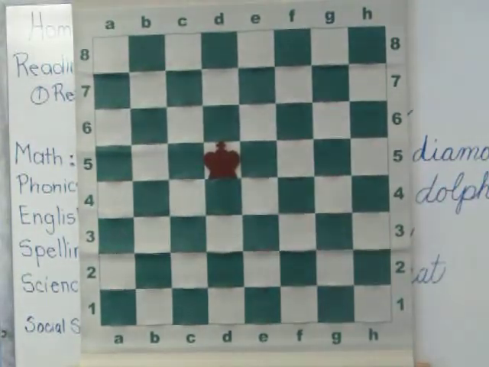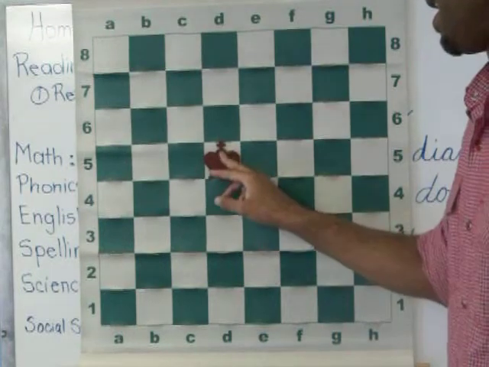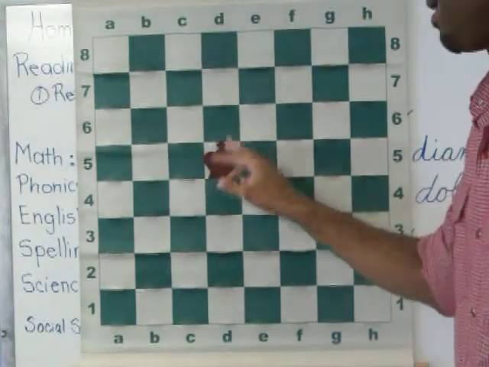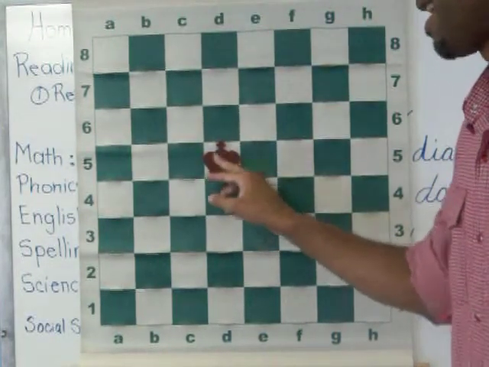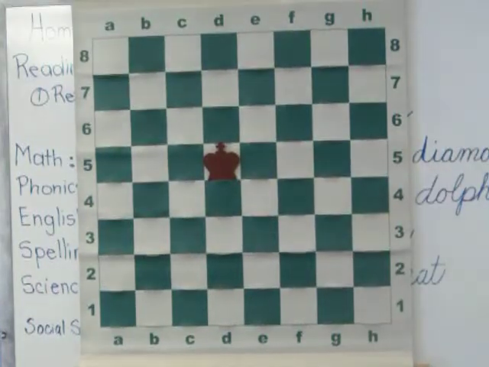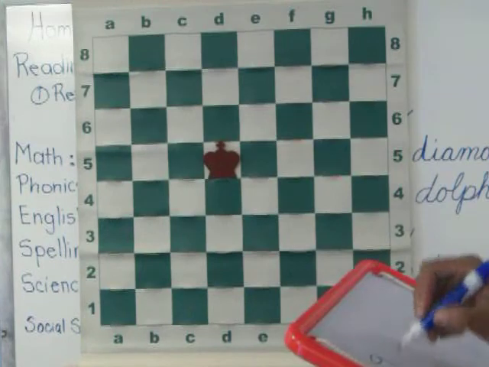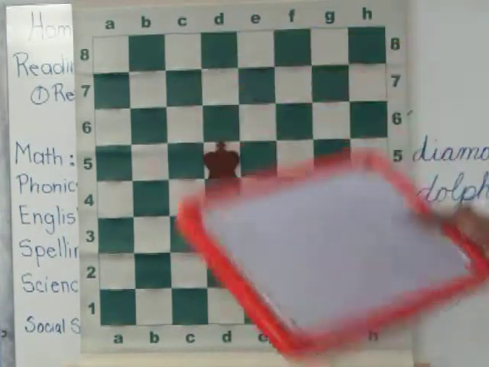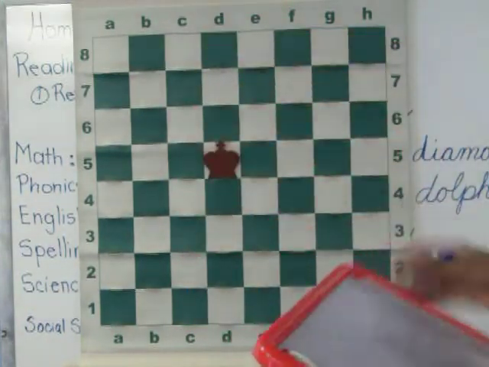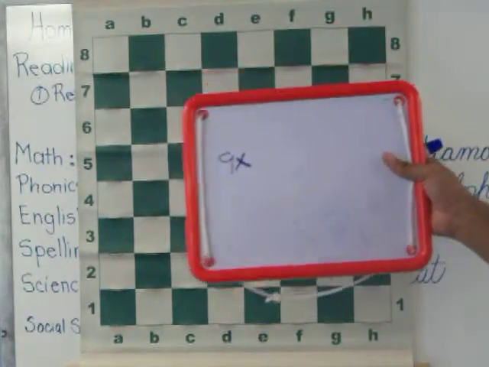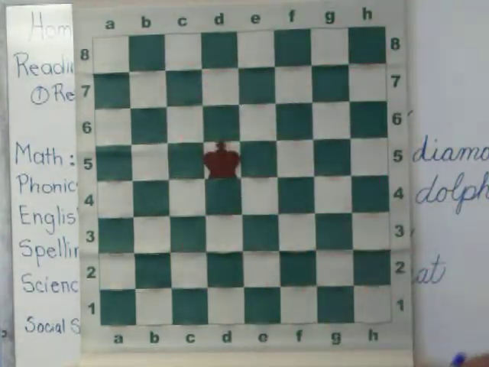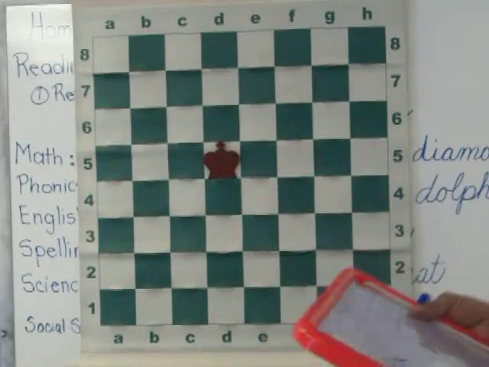Now, if I am the king and you are my opponent, my king has 9 different possibilities. Do you know where my king is going to move? Of course you don't. Therefore, 9 unknowns. 9x. Makes total sense to me.